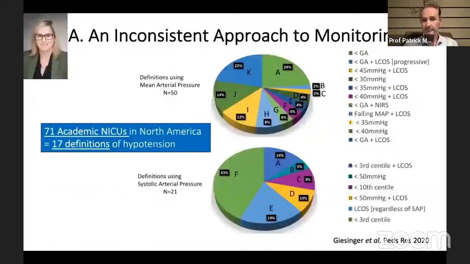But when we think about the cardiovascular system, there's actually very little in terms of major progress in how we manage our babies. If we think about the simple and most important tenet, what do we define as a healthy cardiovascular system? Well, we really don't seem to know or are not well able to differentiate normal from abnormal. This is a study conducted by one of my colleagues, Reagan Giesinger, who looked at 71 academic centers across North America and reported 17 different definitions used for hypotension.